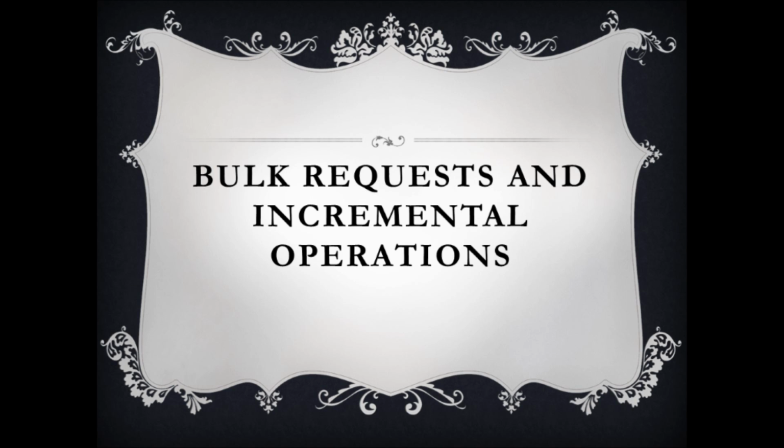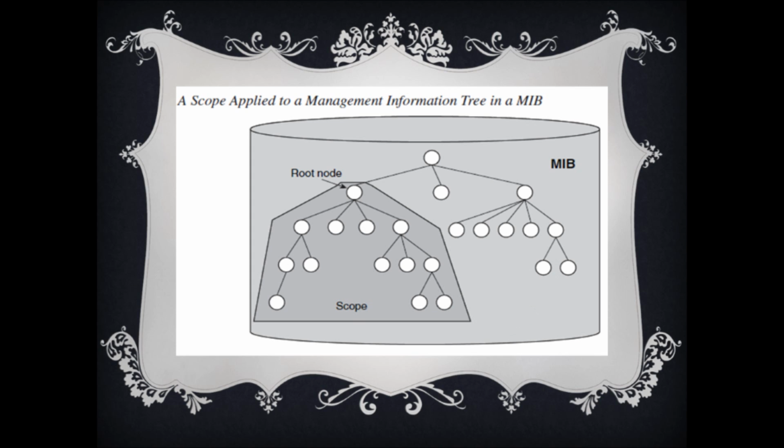Fancy scope operations allow managers to additionally specify filters, for example, to apply only to managed objects in a subtree that are of a certain type, such as device ports. A scope applied to a management information tree in a MIB. In the case of configuration information, another way to retrieve information in bulk that is widely supported and that does not require scoping is to retrieve the device's configuration file, a file that contains the complete configuration.